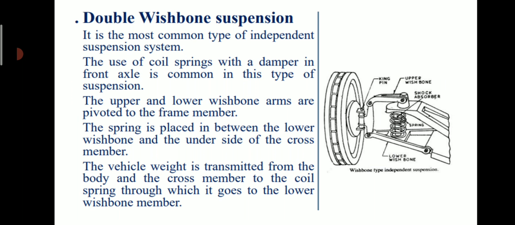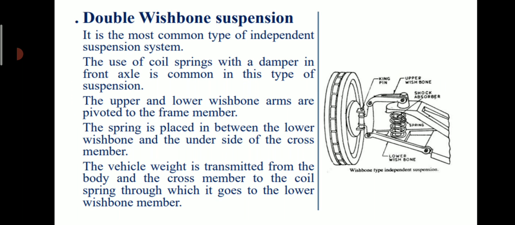So this is the figure of double wishbone suspension. It is the most common type of independent suspension. The use of coil spring with the damper in the front axle is common in this type of suspension. The upper and lower wishbone arms are pivoted to the frame member. So here this is a difference. Upper and lower wishbone arms are pivoted. There are two wishbone arms. The spring is placed in between the lower wishbone and underside of the cross member.